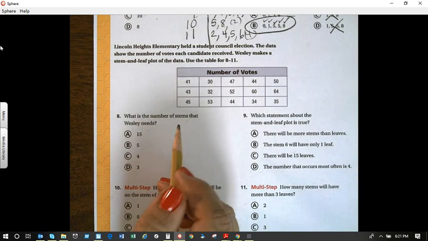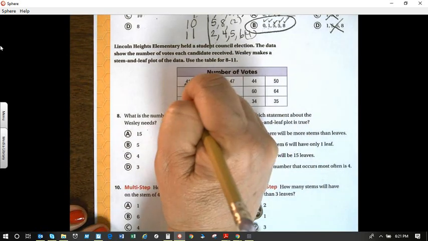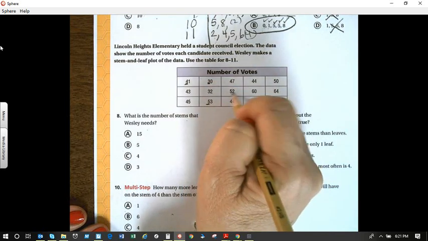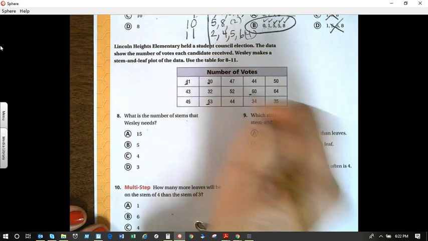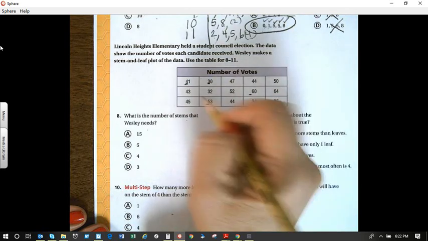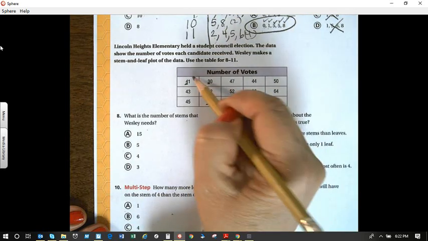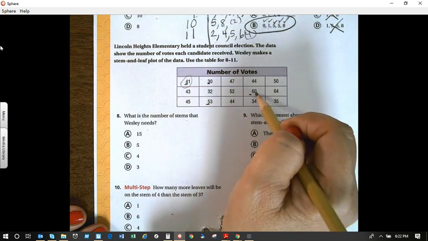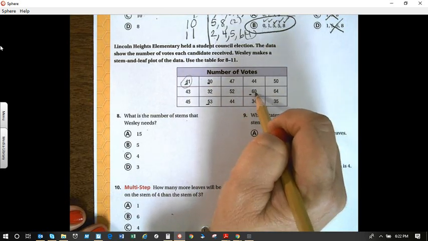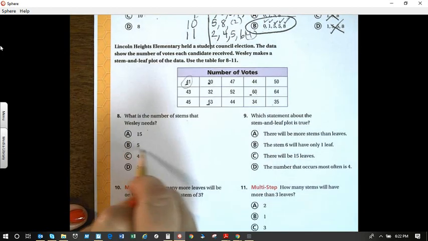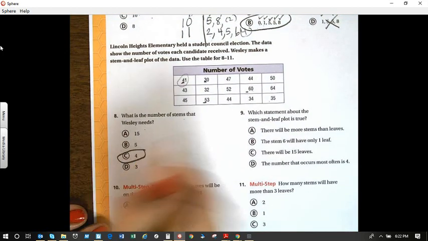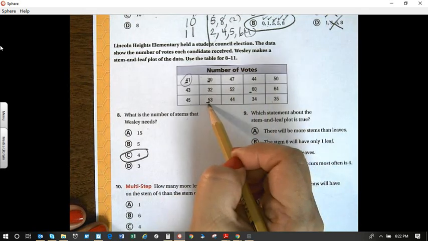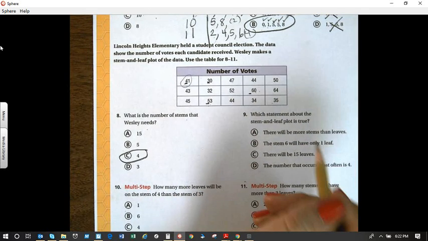All right, well, there's 4, there's 3, 5, 6. I already had 3, right? Yep. So I have 1, 2, 3, 4, and that's it. So the answer is 4. I need a 4, I need a 3, I need a 5, and I need a 6. That's going to be in my stem and leaf.